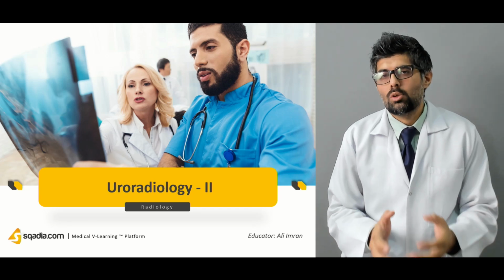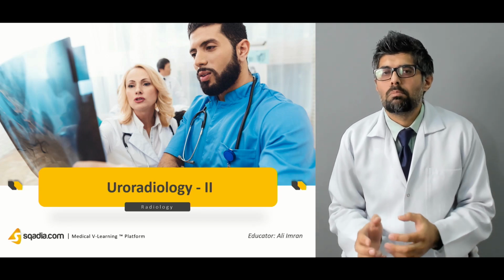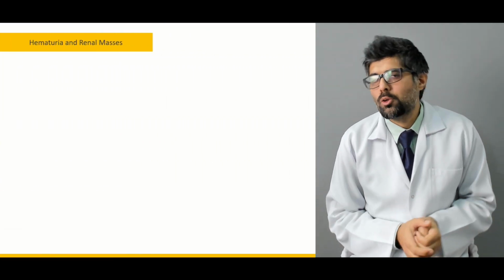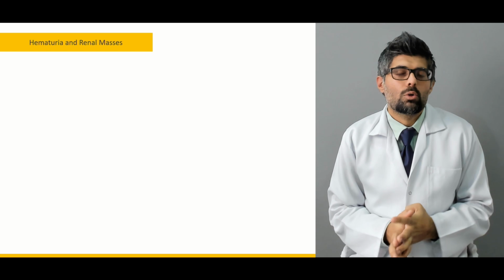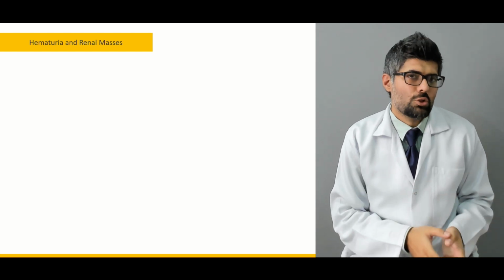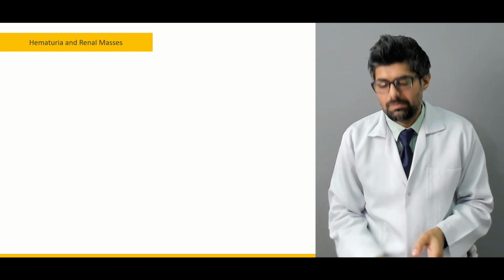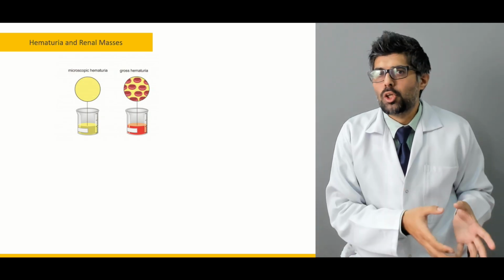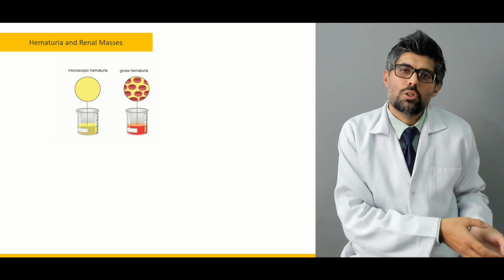Today's topic is Uroradiology Part 2. In this Part 2 of the Uroradiology lecture, we are going to start with hematuria and renal masses. Now, hematuria is the presence of blood in the urine.